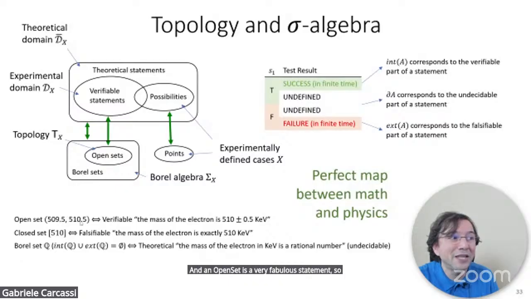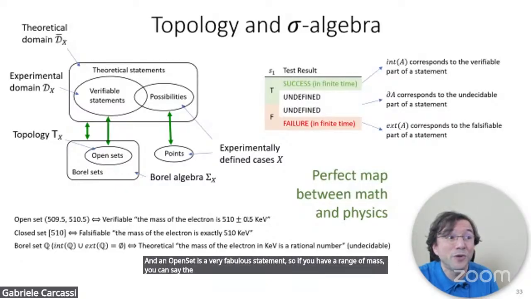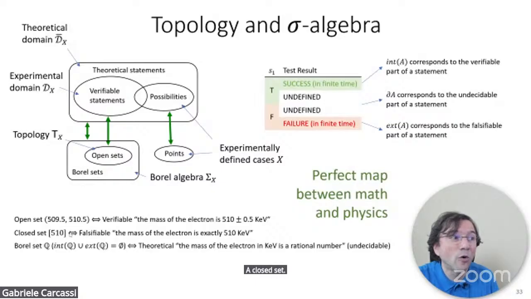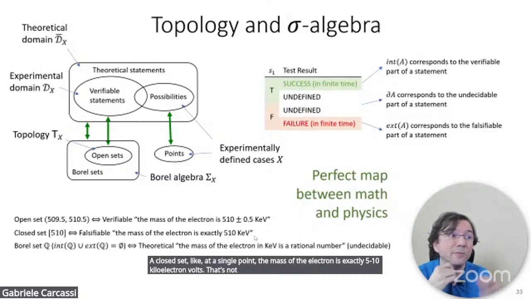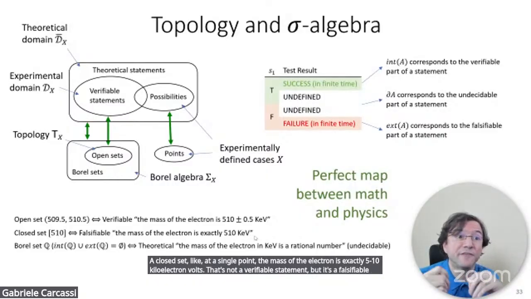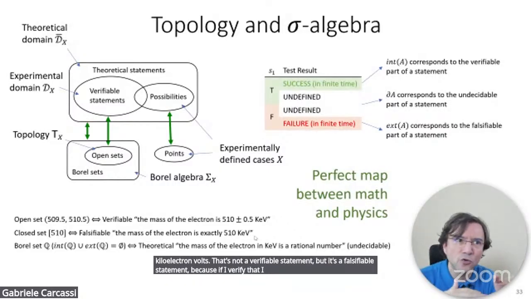So if you have a range of mass, you can say the mass of the electron is within that range. A closed set, like a single point: the mass of the electron is exactly 510 kilo-electron-volts. That's not a verifiable statement, but it's a falsifiable statement, because if I verify that I have a range that excludes that, then I can falsify it.